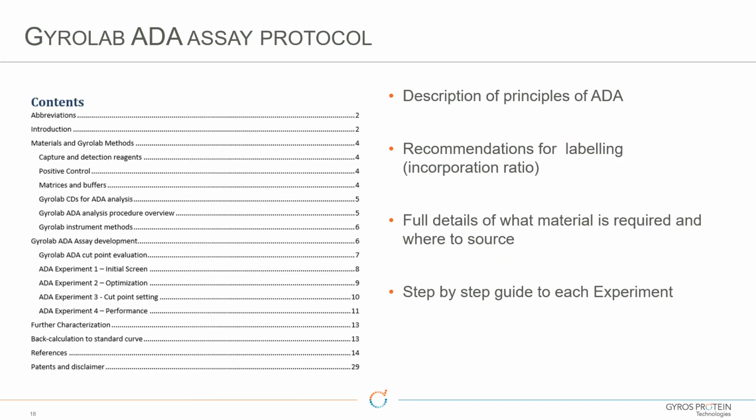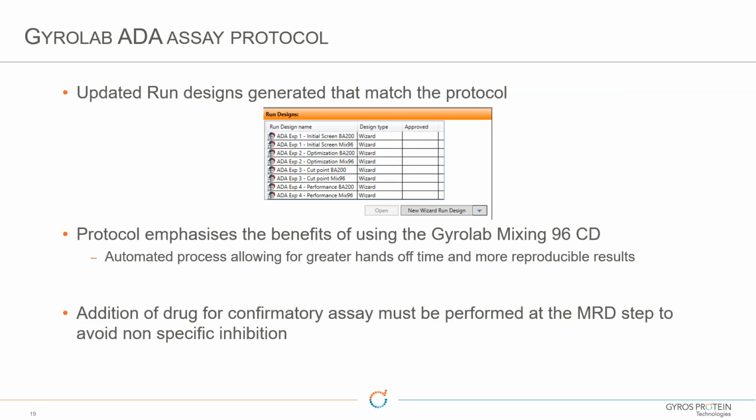So looking at the Gyrolab ADA assay protocol, it gives us a description of the principles of ADA. It gives us an indication of recommendations for labeling, including things like incorporation ratio. It provides full details of what material is required and where to source, and a step-by-step for each experiment and how to perform them, and an indication of what results can be expected from each experiment. Included with the ADA assay protocol are run designs. So we've already pre-populated run designs to give the end user some help setting up the experiments.